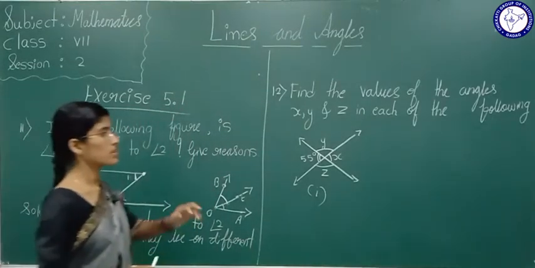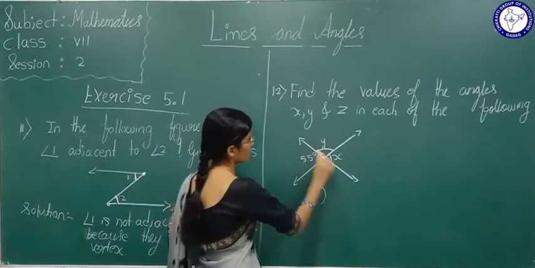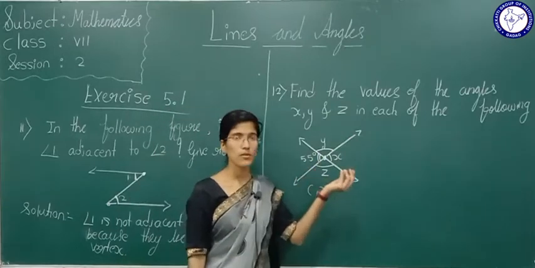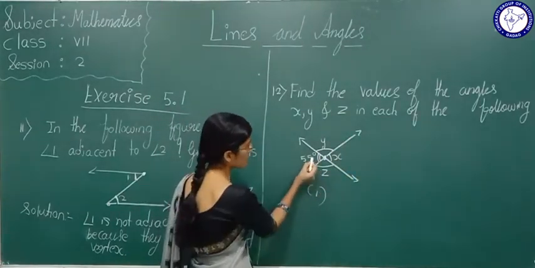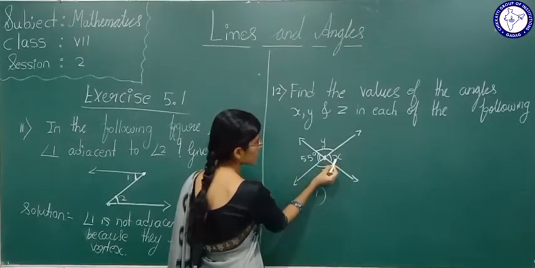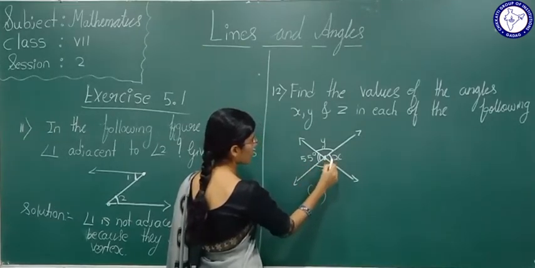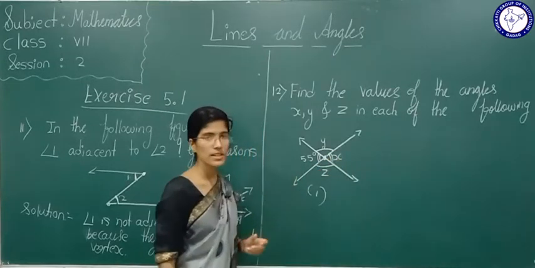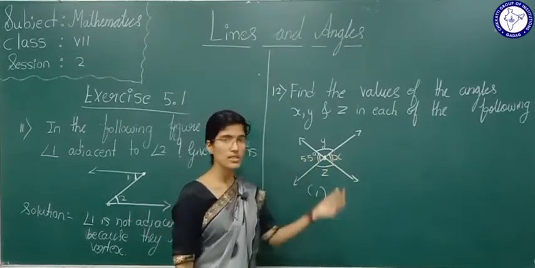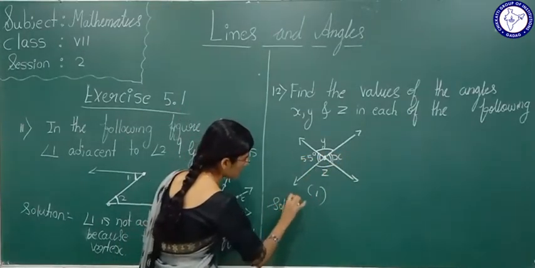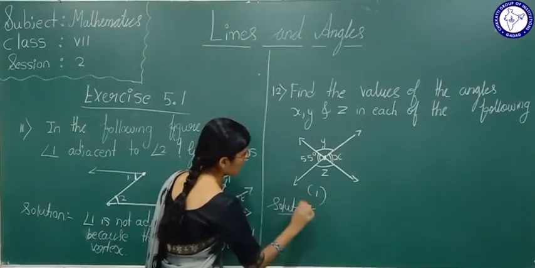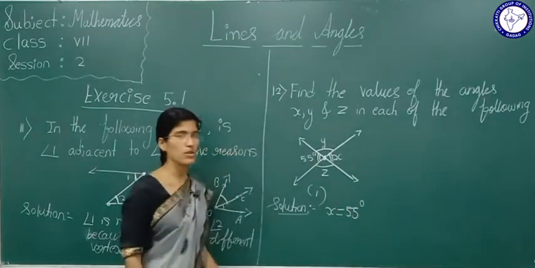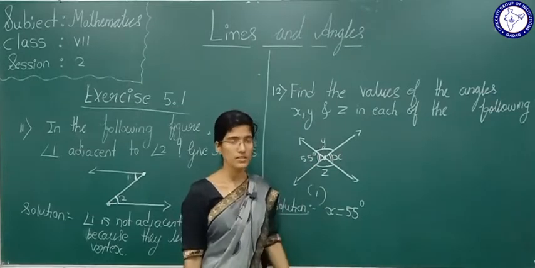Now see here, the same concept you will use here. These two lines are intersecting at a point. Now definitely, what is the x value here? Tell me, what may be x? x is equal to 55 degrees. Why? Because vertically opposite angles are equal. See the solution: x is equal to 55 degrees. Yes or no? Because vertically opposite angles are equal.